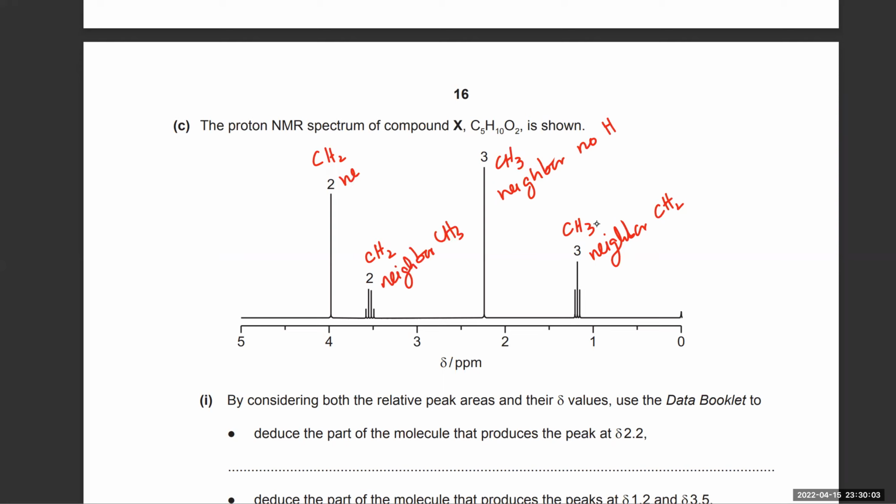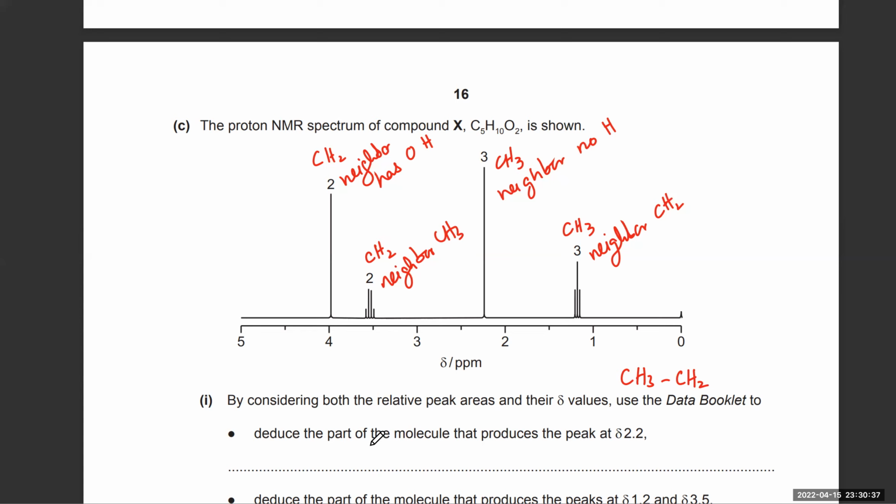And this one also, neighbor has zero H's. From this, one thing is clear, that CH3 has a neighbor which is CH2, and CH2 has a neighbor which is CH3. So that is kind of clear. We've got a CH3, and we've got a CH2. So one is CH3, the other one is CH2.